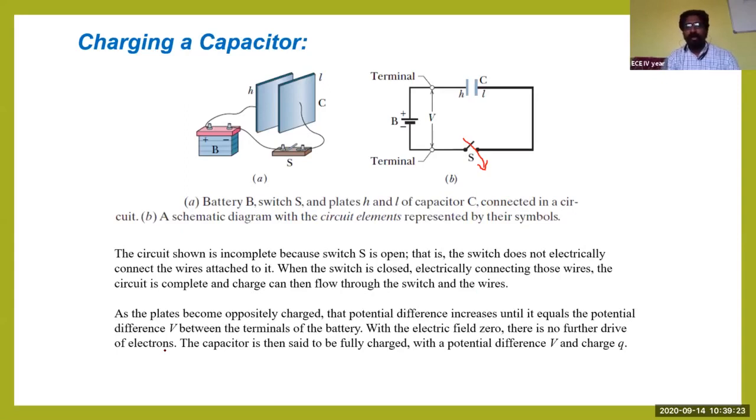If electrons move from one point to another point, only then can we say some electricity or electric current has been developed. If electrons are not moving, then we cannot say that. We can say that there is no electric field. The capacitor is then said to be fully charged with a potential of V, and the charge is equal to Q.